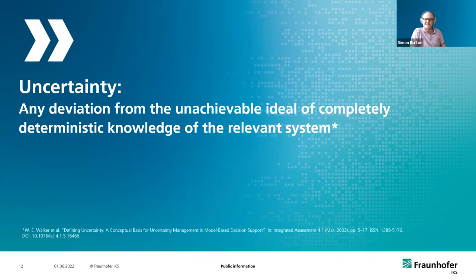The definition I use here is a fairly, I'd say, dogmatic definition that says uncertainty is any deviation from this unachievable ideal level of completely deterministic knowledge of the relevant system. In other words, we will never have 100% knowledge of the system. Uncertainty is the deviation from that 100% knowledge. And therefore, what we're interested in is how much deviation in that knowledge we have, and what types of deviations do we have. So there are a lot of different ways in which uncertainty is currently being defined and used to discuss various issues associated with the safety of these types of systems.